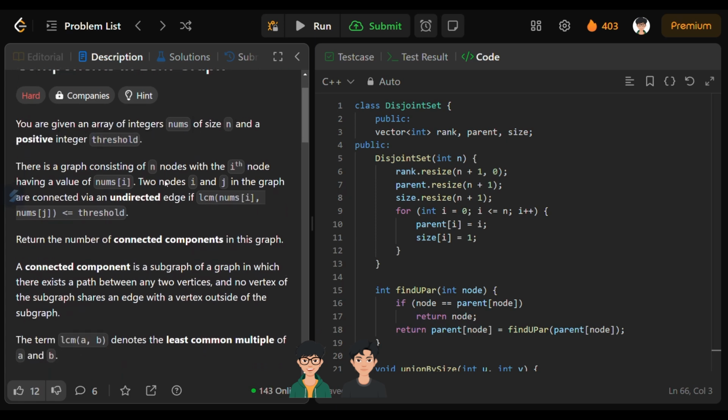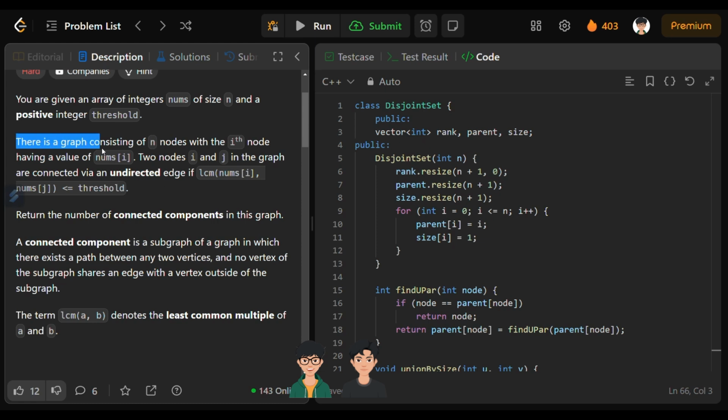There is also a graph consisting of n nodes, with the ith node having a value of nums[i], and two nodes i and j in the graph are connected via an undirected edge if the LCM of both the numbers is less than or equal to threshold. So this means that we are given n nodes, and there will be an edge between any two nodes if the above condition is met, and the condition is that both numbers' LCM should be less than or equal to threshold.